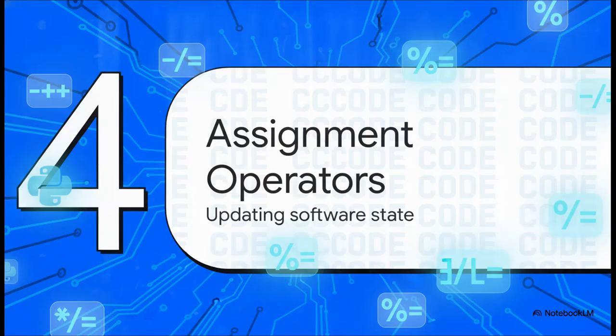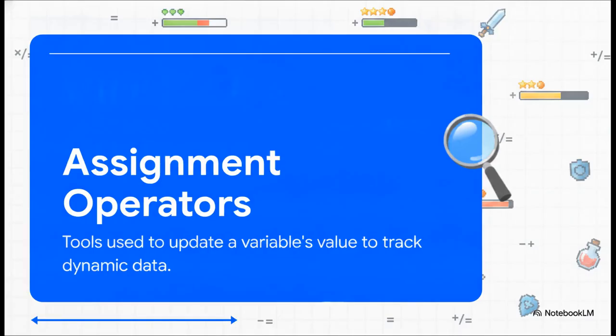Section 4. Code. Python assignment operators. Updating the state of your software. While this might seem like a really simple topic on the surface, assignment operators are actually among the most frequently used tools in the entire Python language. By definition, they are tools used to update the value of a variable. They are absolutely essential for tracking dynamic data. Think about when you play a video game and your health decreases because you took damage.